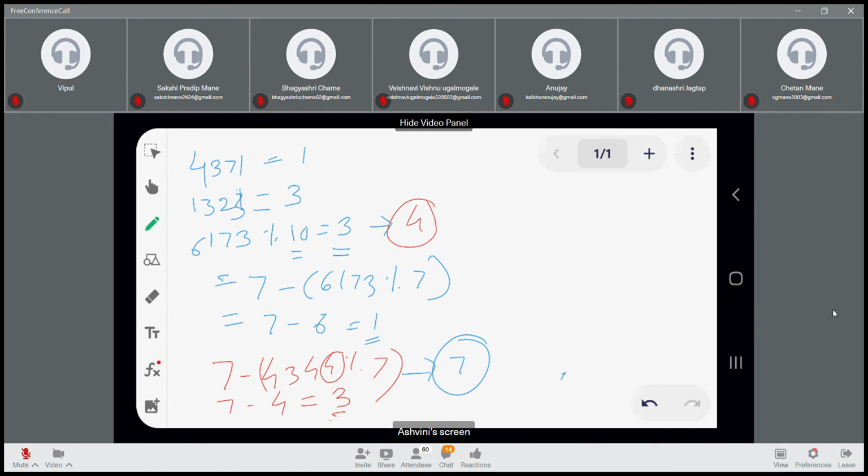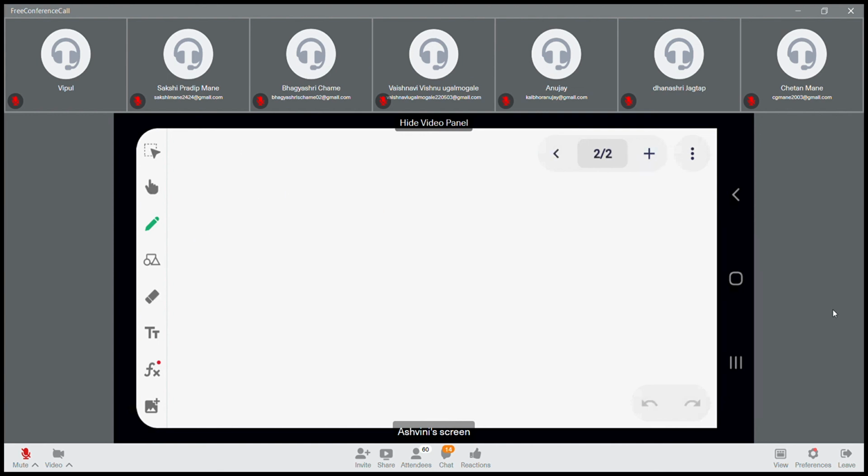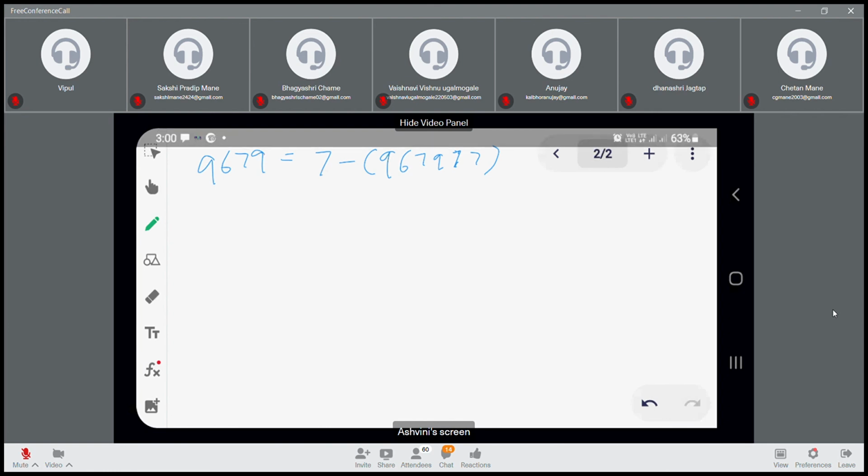Is it correct, 4344? If it's correct, then take the next number. Your next number is 9679. Now 9679, index 9, that is not empty. So again, for 9679, 7 minus 9679 mod 7. Yes, what is the value?